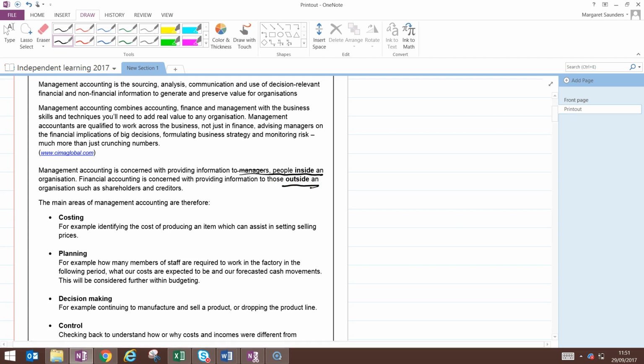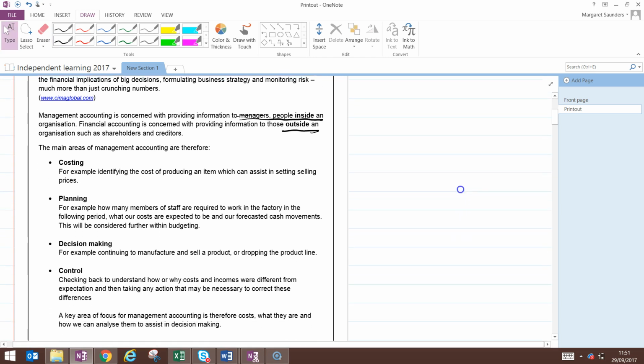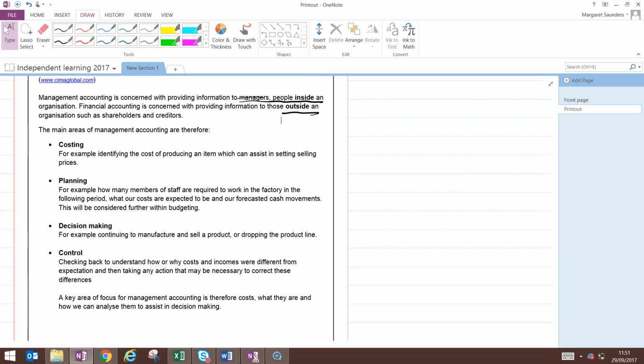So as a management accountant, you would be particularly concerned with costing. So how much does a product cost to produce? This is particularly important in setting selling prices. You'd be concerned with planning. So, for example, how many staff do you need to work in the factory? How much is that going to cost you? How many items are we planning to sell? How many items are we planning to produce? Planning links in closely with budgeting.